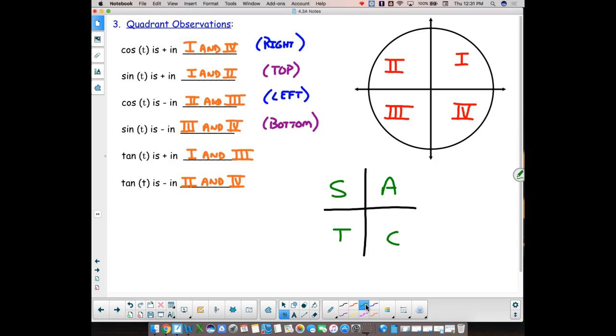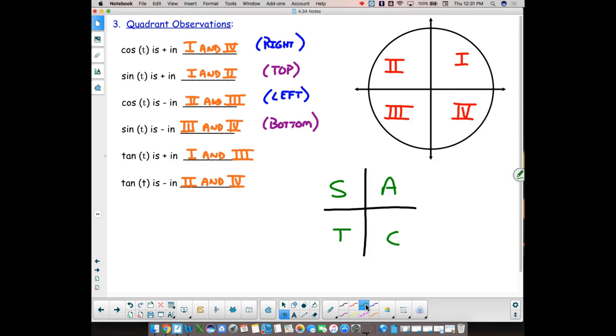What does that mean? Okay. But what does it mean? And that's where everything's positive, right? So in quadrant 1, all of them are positive. In quadrant 2, just sine is positive. The other 2 are negative. Quadrant 3, tangent's positive. The other 2 are negative. Quadrant 4, cosine is positive.